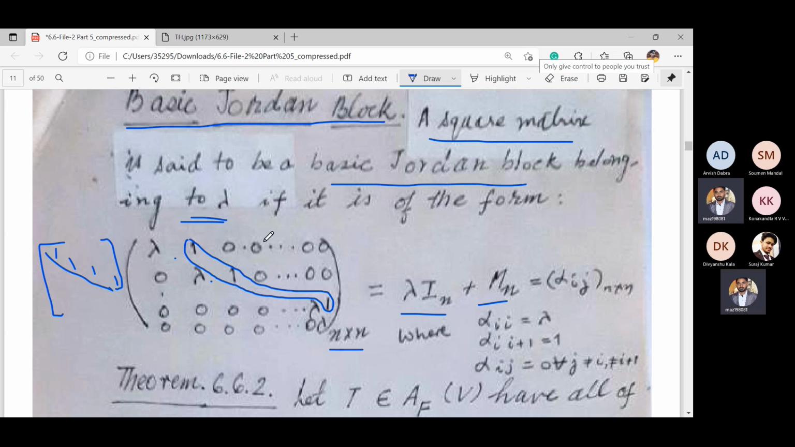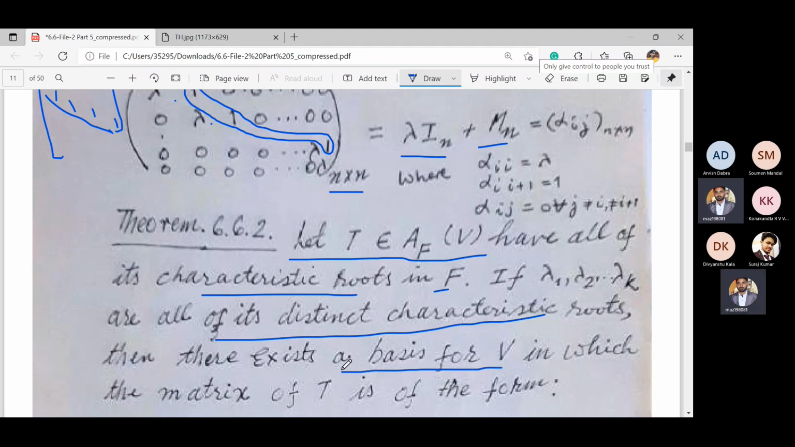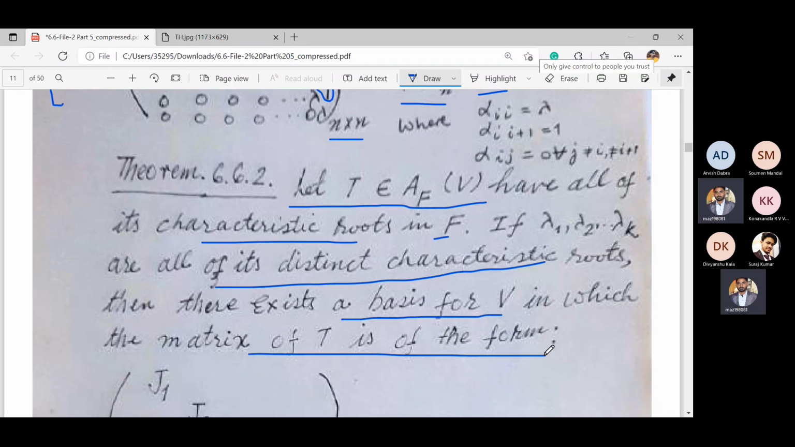eigenvalue lambda. Now there is a theorem: let T belonging to the linear operators on V have all its characteristic roots in F, and let lambda 1, lambda 2, up to lambda k be all of its distinct characteristic roots. Then there exists a basis for V in which the matrix of T is of this form.